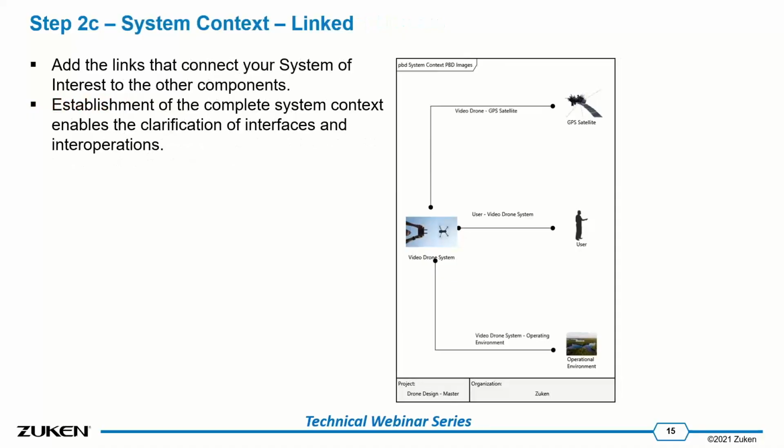The next step would be to define what those connections are between your system and those external entities that are of interest to you. And so you add those connections and very specifically and somewhat abstractly state that. So the video drone to GPS satellite connection, if you will, and that repeats for the user and the operating environment.